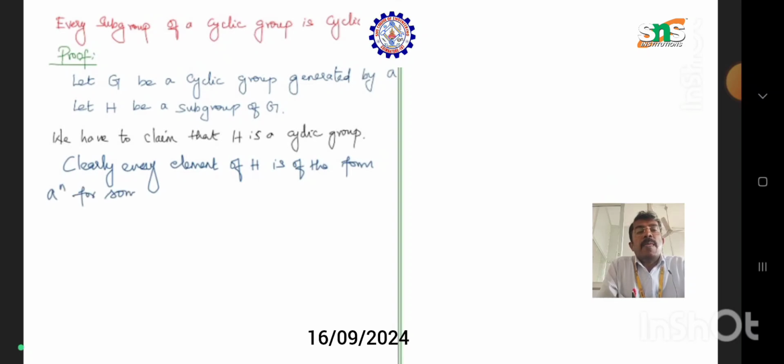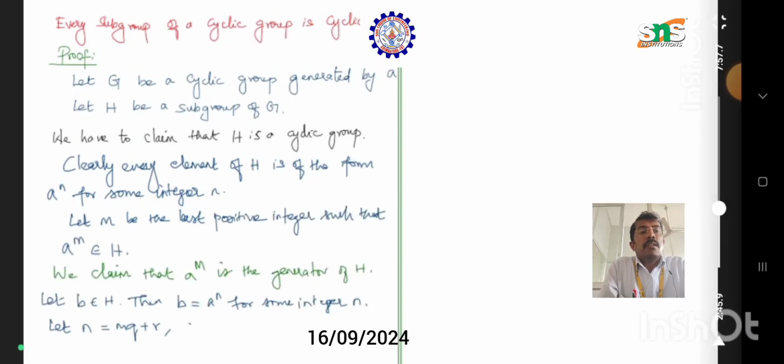Clearly every element of H is of the form a power n for some integer n, since a is the generator. Since a is the generator, even in the subgroup the same work happens. Then only we can call it a cyclic group. So a power n is the format of the elements in the subgroup H. So let us work further.